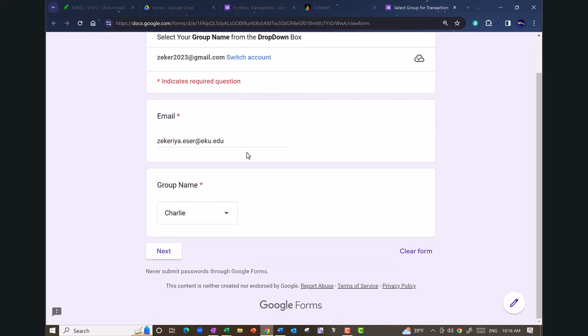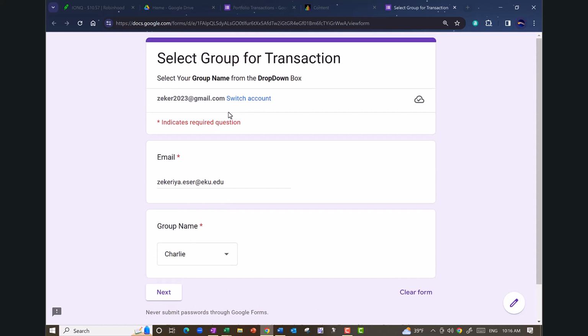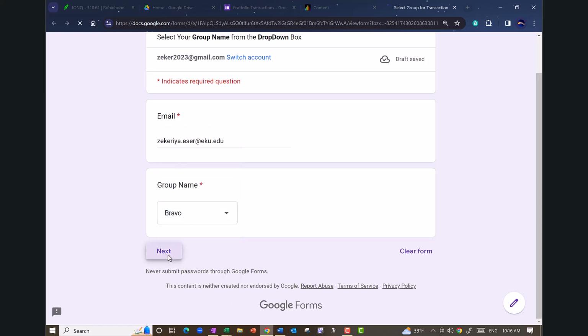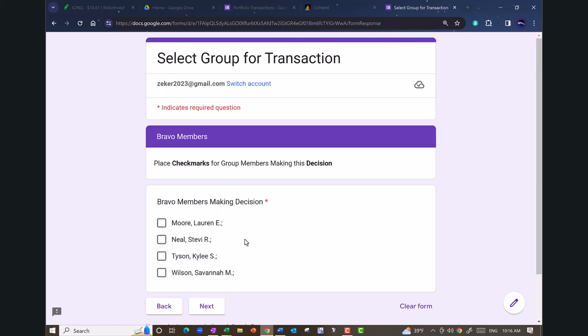And to make sure that I know who's actually doing it, you actually need to give me your email. But if you have done it once on Google, it's going to be populated anyway. Pick your group name, Bravo. Next. Then tell me who actually made that decision. If all of you have made it, fine. Click on all of them. In fact, I'll try to figure out if I could start it with everything clicked instead of empty.